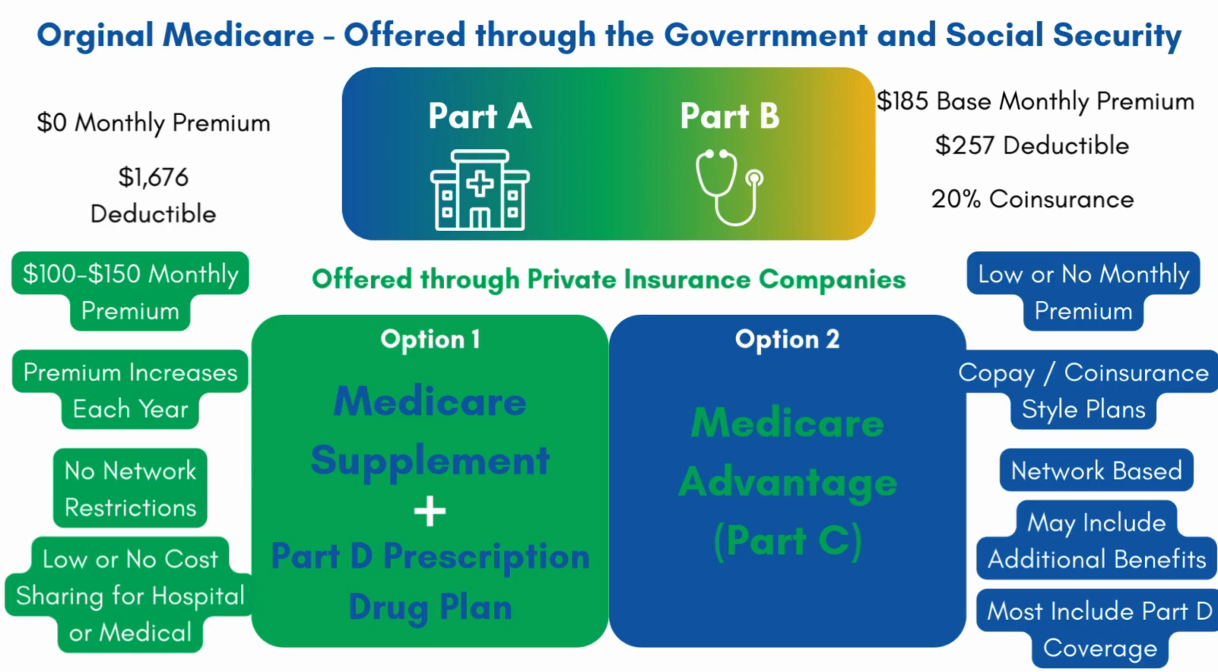Medicare Advantage plans also include additional benefits that Medicare supplements do not, like dental, hearing, vision. Sometimes they offer gym memberships, and even lately, grocery cards. Most also include Part D coverage, meaning your client doesn't necessarily have to go get a separate Part D plan, as most of the time it's included in their Medicare Advantage.